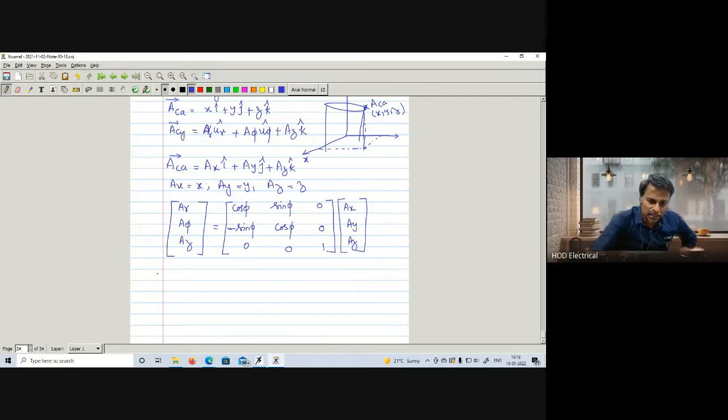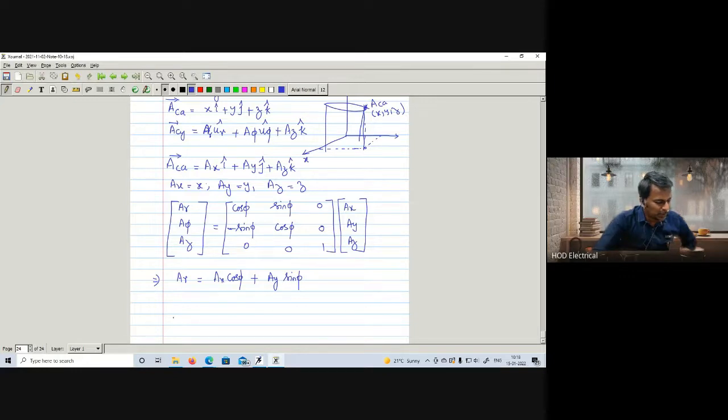So now we can write it. AR, A phi, AZ, instead of matrix form, you can write it directly. AR equal to cos phi into Ax plus sin phi into Ay plus 0 into Az. Therefore we can write Ax into cos phi plus Ay into sin phi plus 0 into Az. So it will be 0.